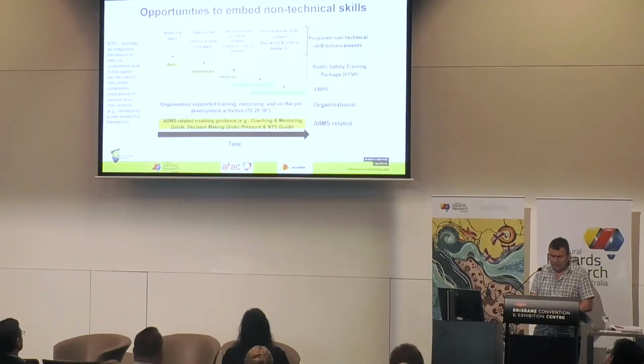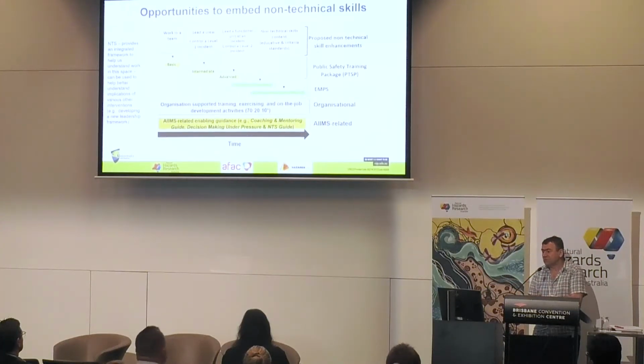In terms of a quick schematic, one of the things we've been trying to do is think about how agencies can take advantage of the tools we've developed. And this in the next slide just speak to the fact that, a bit like when we talk about sometimes communicating with the community, if we want to encourage and enable organisations to uptake something like non-technical skills, then we need to think about it at multiple levels, multiple intervention points. So up the top, we see the public safety training package.